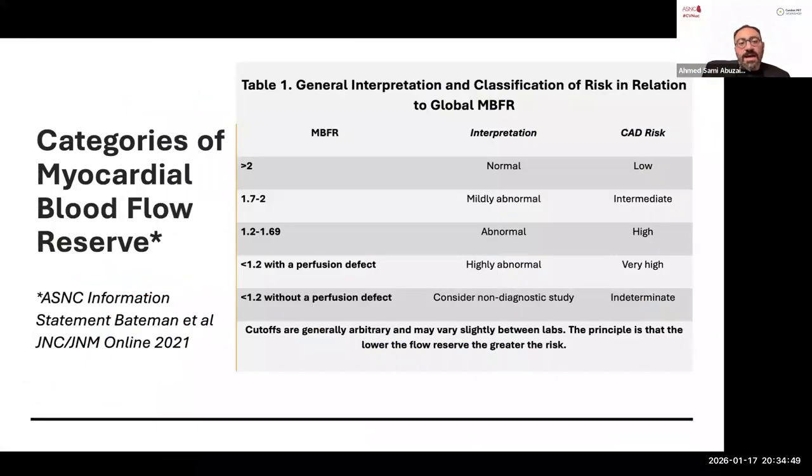Depending on where you're at, I think the majority of us use 2 as the normal for myocardial blood flow reserve, and this is from the nice guidelines from ASNC. Some labs use 1.8, but I think in the guidelines, we like to keep it above 2. Interpretation: normal, this patient is low risk. If you have 1.7 to 2, mildly abnormal, not really hot for the patient, it's intermediate risk. If it is below 1.7 down to 1.2, that's abnormal, high risk. And if we did see a perfusion defect, we know that's a very high risk patient.